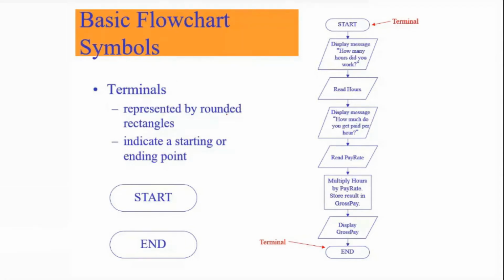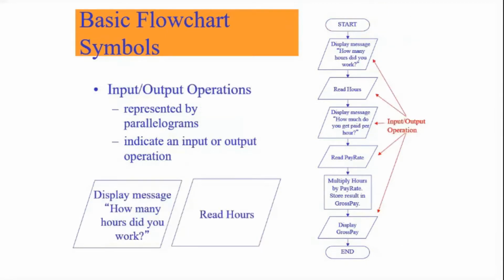They are represented by rounded rectangles or oval shapes. These represent the starting or ending point of a flowchart. So the terminals are the first one and the last one, these two boxes, which are rounded rectangles or oval shapes. They denote the starting and ending of a particular program, the program which is represented by the given flowchart.